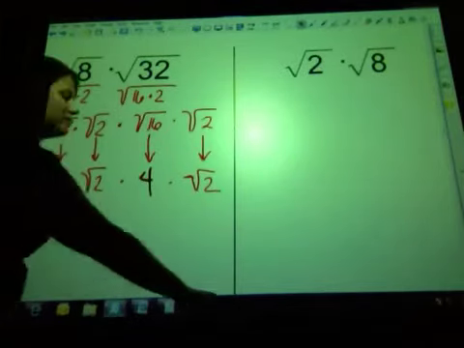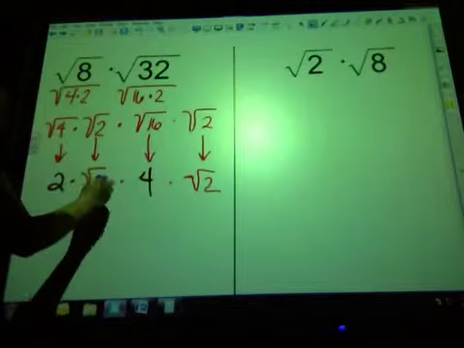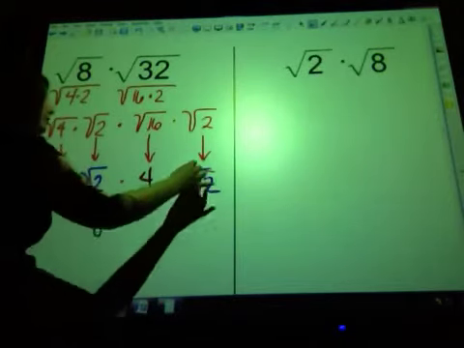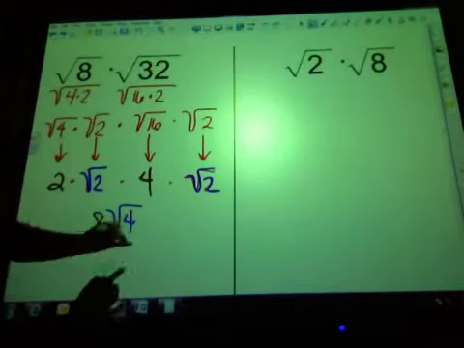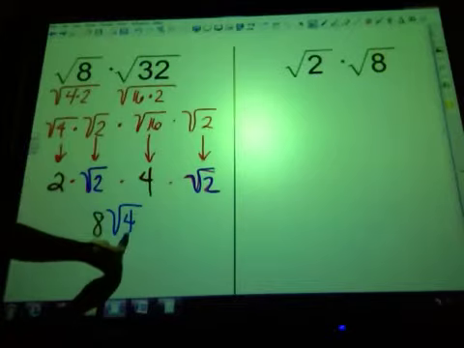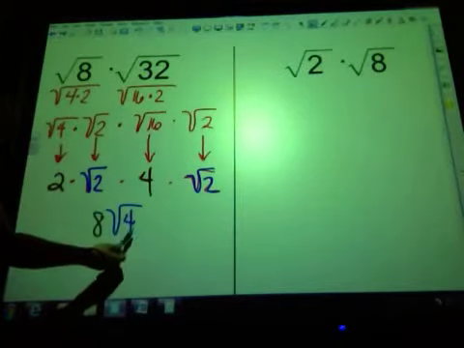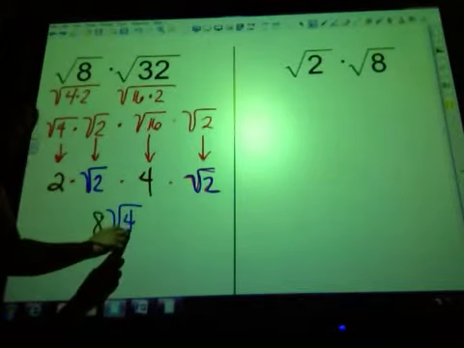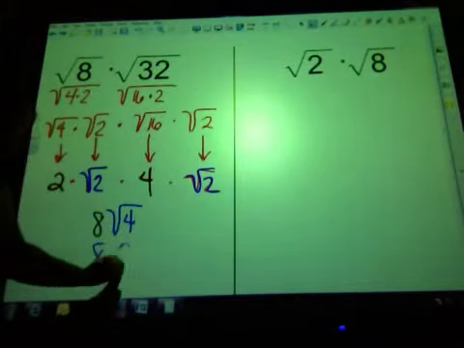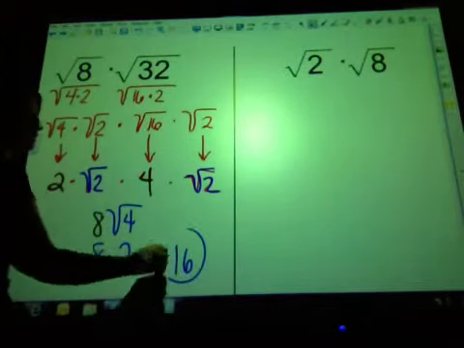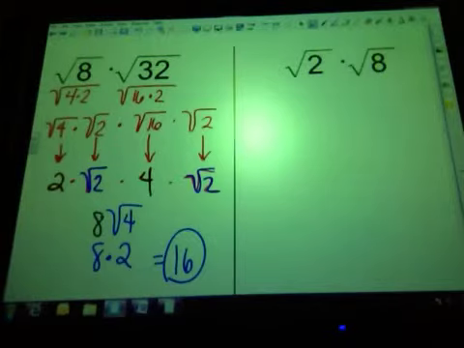Then I multiply my numbers that are underneath square root signs. So I've got a 2 and a 2. What's this 2 times 2? You're right, that's 4. So now I've got another square root of 4. I can't leave this as square root of 4 because I know, and you know, that the square root of 4 is 2. So I'm breaking this square root of 4 down into a 2. Then I go ahead and multiply. So 8 times 2 is 16. Since there's no more square root signs, I know that I've got it worked out as much as I can.